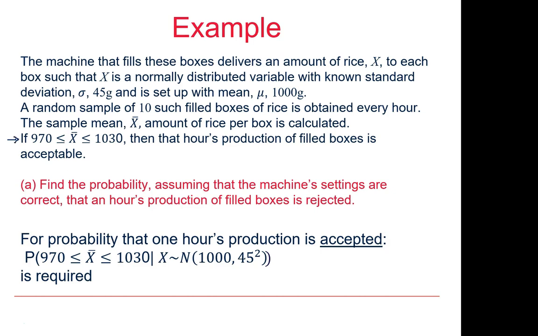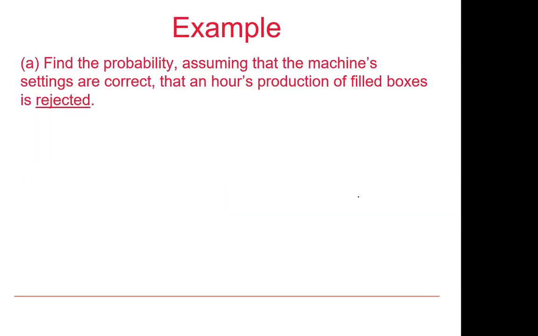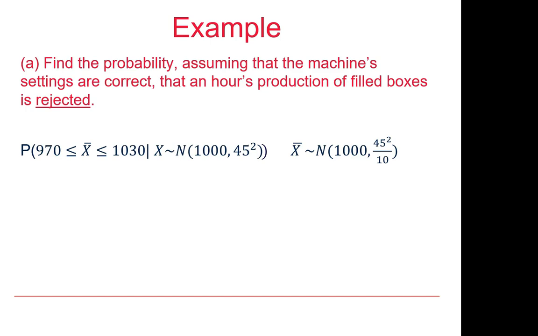So first of all, going with the information that we've been given on this line here about what sort of sample mean values we expect so that we would find our production acceptable, we are going to need the probability that our sample mean from those 10 boxes taken out of an hour's production lies between 970 and 1030 grams, given that the machine settings are fine, that the machine is set to deliver with a mean of 1,000, and that the standard deviation, as we're told, is 45.